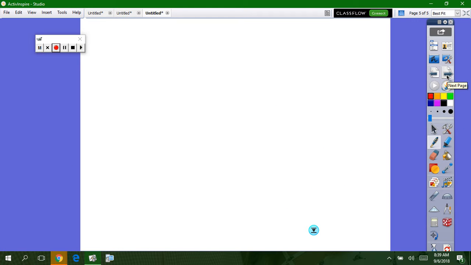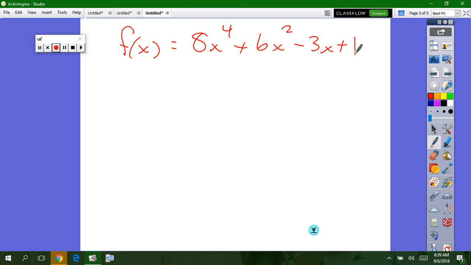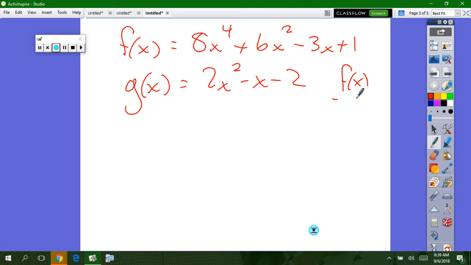Okay, here we go. I'm going to say f of x equals 8x to the 4th plus 6x squared minus 3x plus 1, and g of x is 2x squared minus x minus 2. This will be our last long division problem that we're going to be doing. We're going to do f of x divided by g of x. Thank you for letting me remember that. That is our goal.